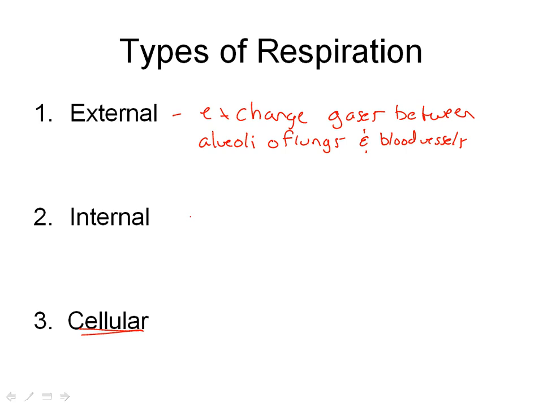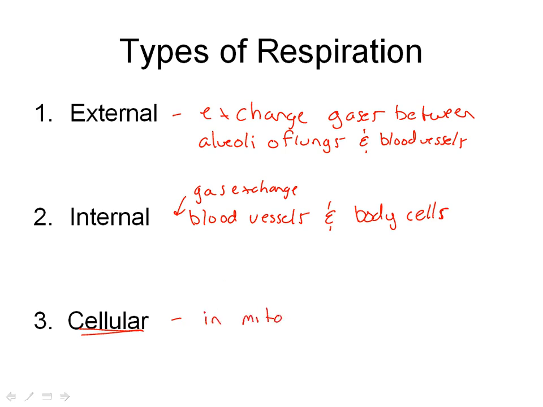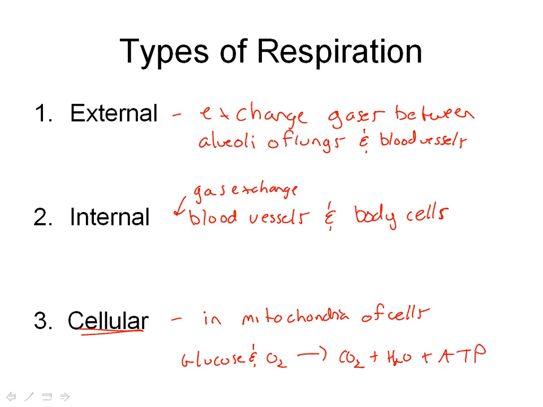Internal respiration is the gas exchange between blood vessels and the cells of the body. So that blood brought those gases to the cells and then also away from the cells. And then cellular respiration, this takes place in the mitochondria of cells. And don't forget, this is where we have our glucose reacting with our oxygen in order to produce CO2 and water. And ultimately what we want is our ATP energy.